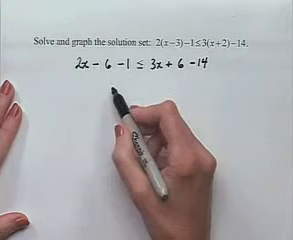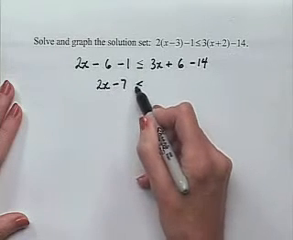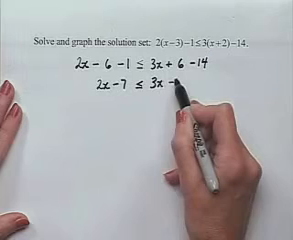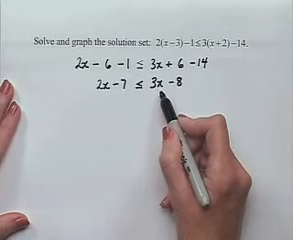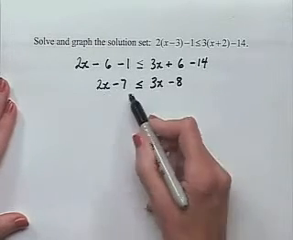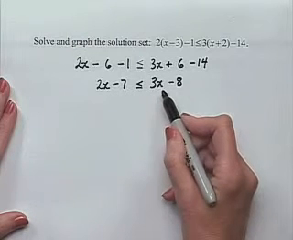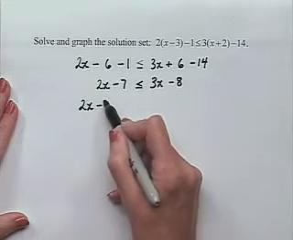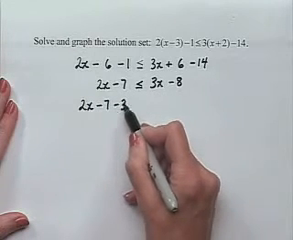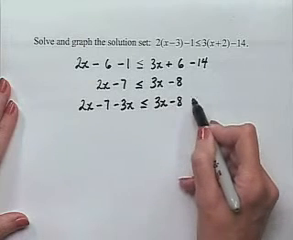Now let's combine our constants. We're going to have 2x minus 7 is less than or equal to 3x minus 8. At this point, we can note that we can put both values of x on one side of the equation if we allow for a subtraction of 3x on both sides. So we're going to have 2x minus 7 minus 3x is less than or equal to 3x minus 8 minus 3x.